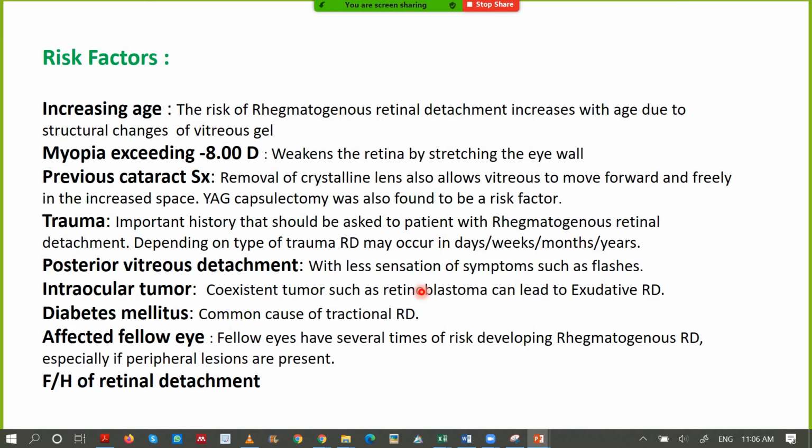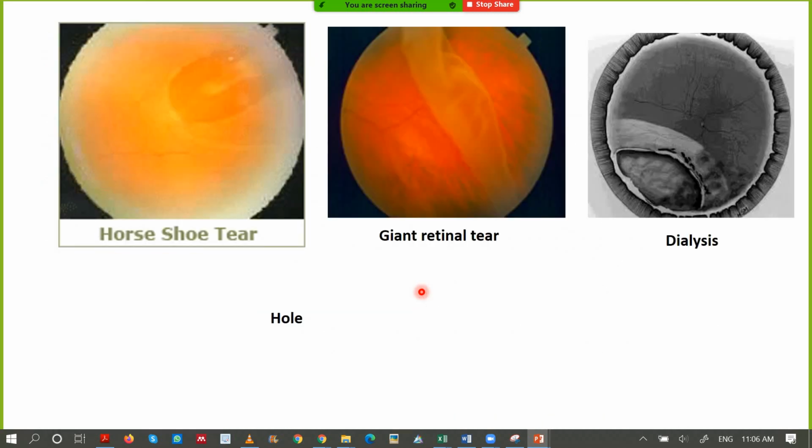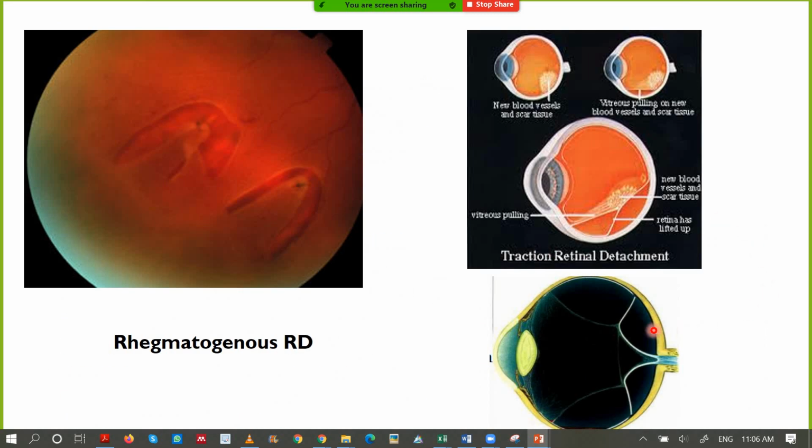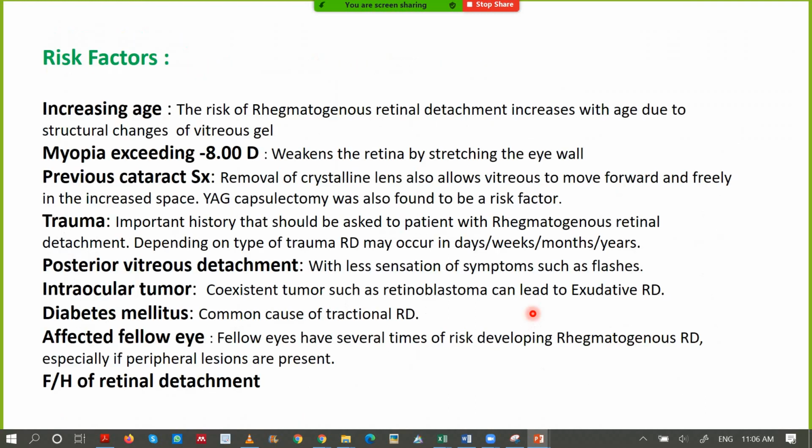Okay, then comes the intraocular tumor. As we know, intraocular tumors might be pulling something. So here there might be a tumor which is forming, and this would push the retina forward, and that will again lead to a retinal detachment. Then there is diabetes mellitus, which is again a causative agent for DR, and that will again lead to retinal detachments.